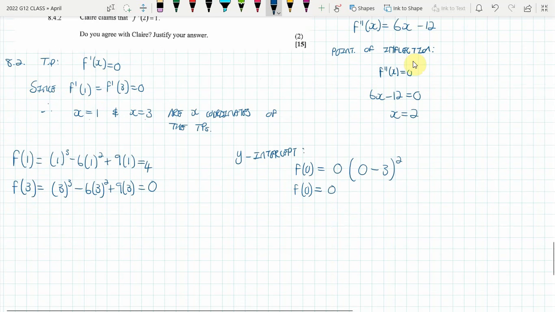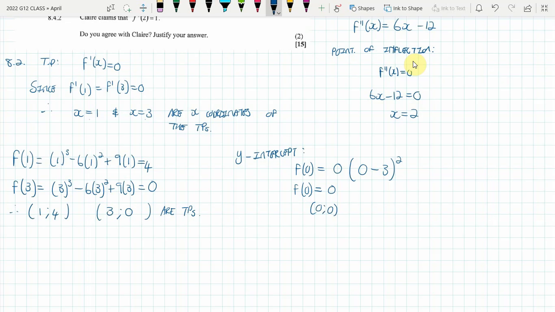Okay, but there's something that I forgot to summarize there. The turning points. What are the coordinates of the two turning points? It's 1 and 4. Yes. And 3 and 0. Thank you. So now the y-intercept is 0, the origin, 0 and 0. Now what about the x-intercepts?